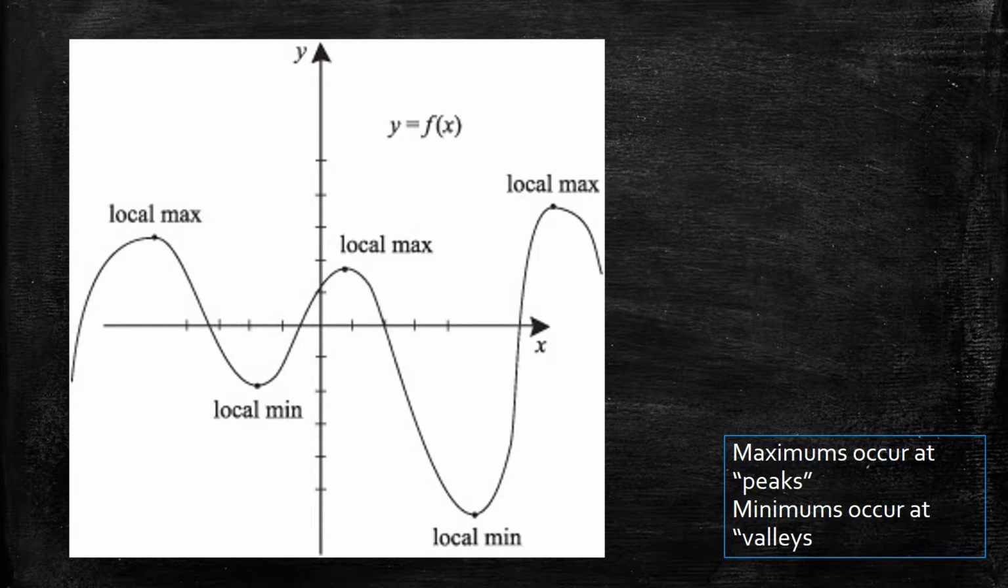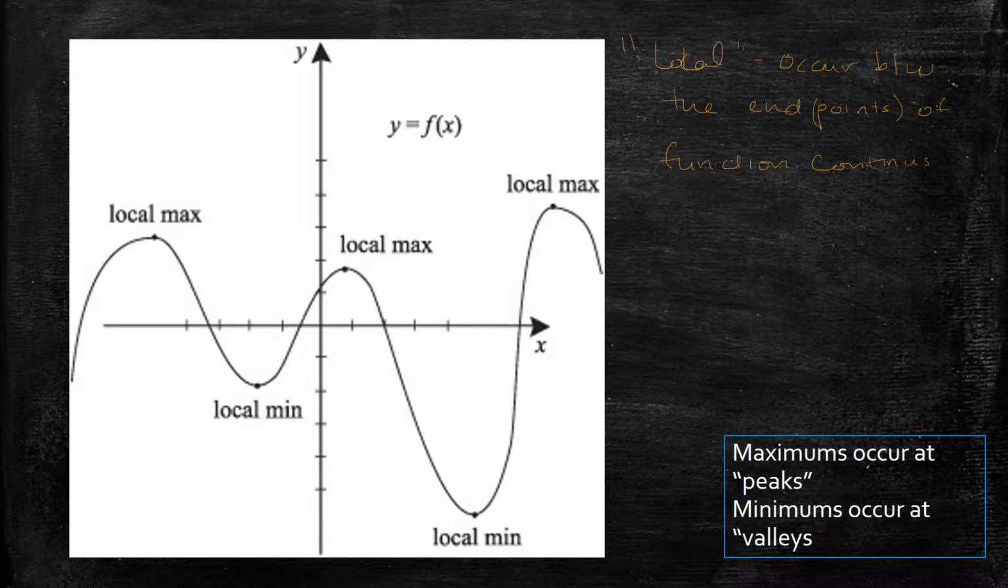So there are two types of maximums and minimums. We have local, and these occur between the endpoints of the function, or the ends of the function. You know, if it's a continuous function, it's not necessarily going to have a point for that. And these occur when you have continuous functions.